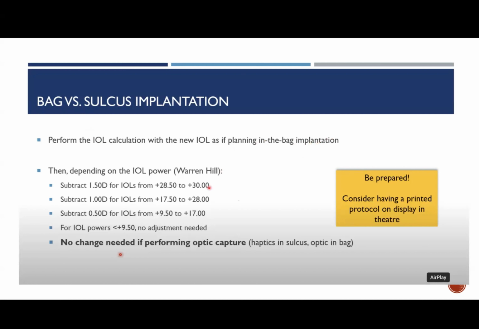And if you are thinking of a bag implant, suppose your bag implantation power is between 18 to 28, you have to reduce 1 diopter for your sulcus lens. If it is more than 28, you have to reduce 1.5. If it is 9.5 to 17, you can reduce 0.5. And for the short powers, no need to adjust.